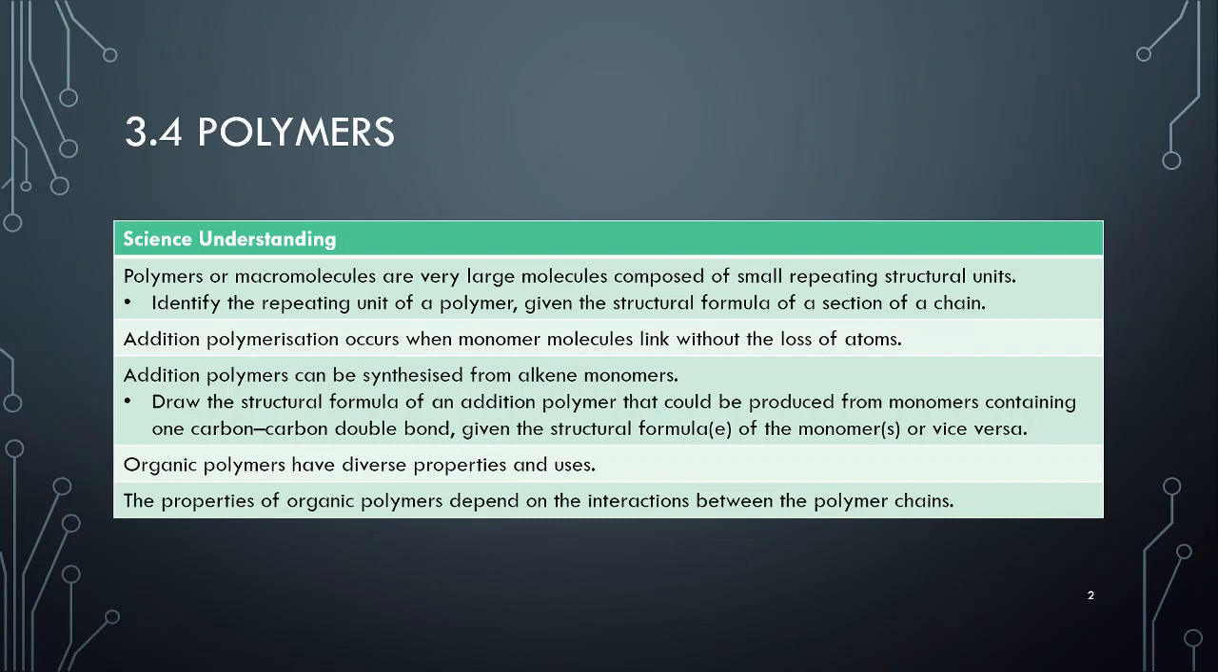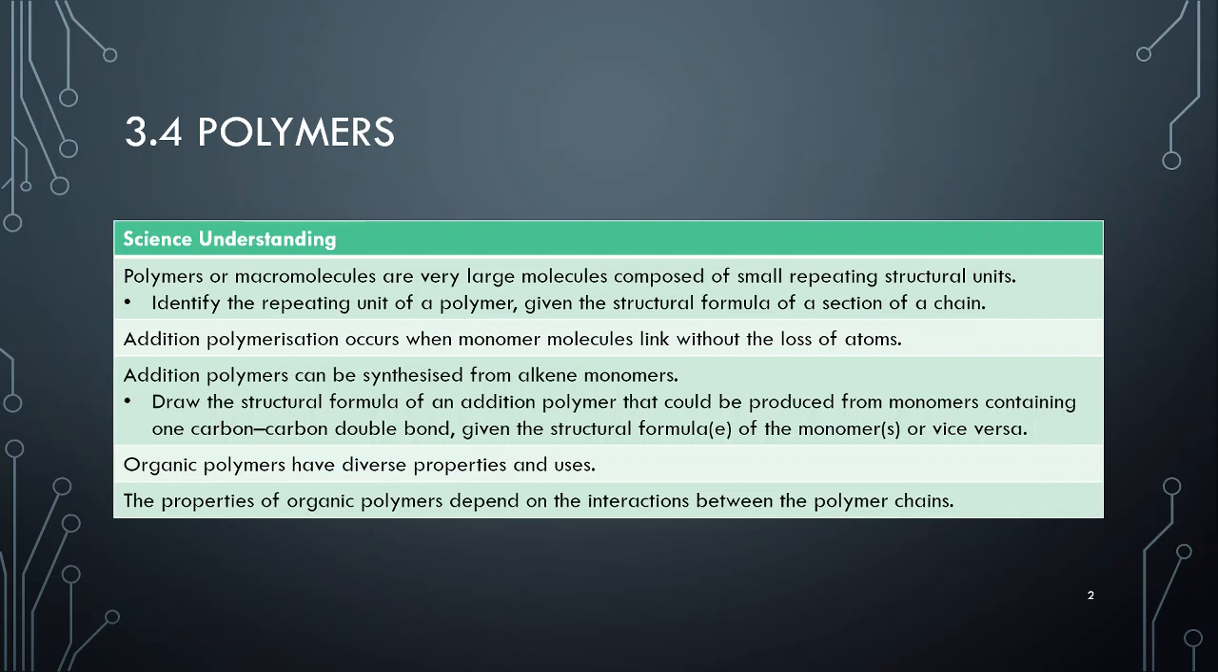Draw the structural formula of an addition polymer that could be produced from monomers containing one carbon-carbon double bond given the structural formulae of the monomers or vice versa. So you may be given a monomer, or the other way around, you may be given a carbon chain and deduce what monomer could have been used. So that's what you need to be able to do. So let's have some practice.